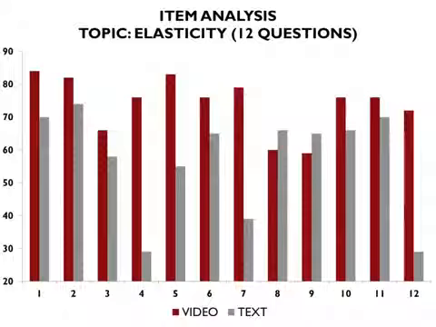I did 3 topics: elasticity, production possibilities frontier, and trade. This is elasticity. Red is video, gray is text. And this is just for one topic. Elasticity was actually where the video became the best. But in general, students who watch the videos score about 6 points better on the exam than students that read the text.